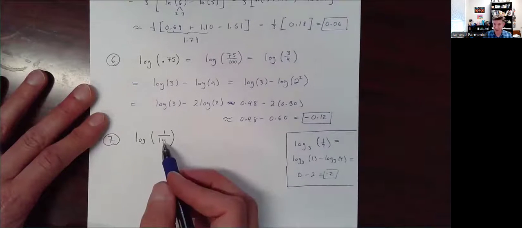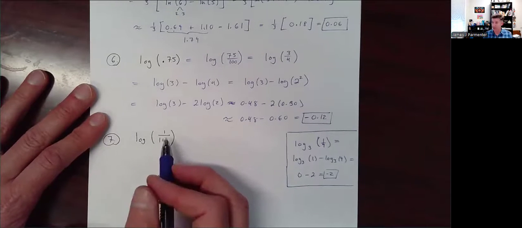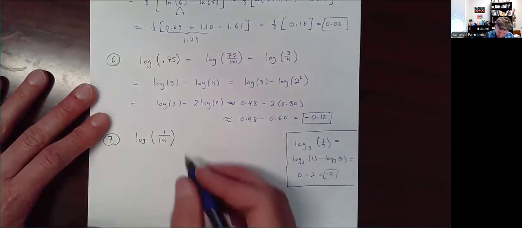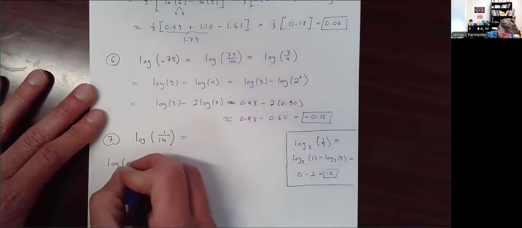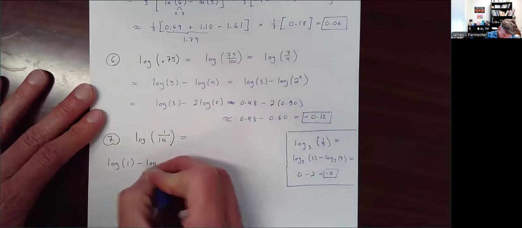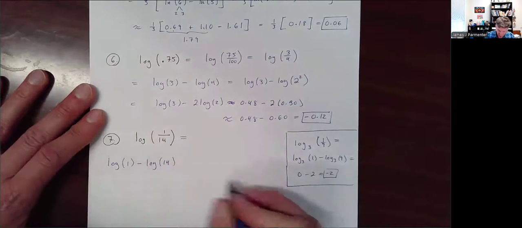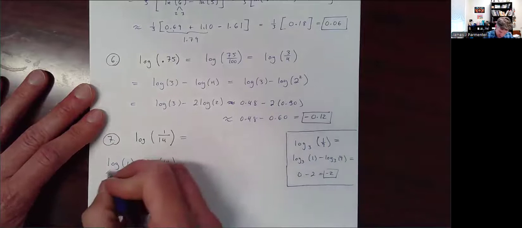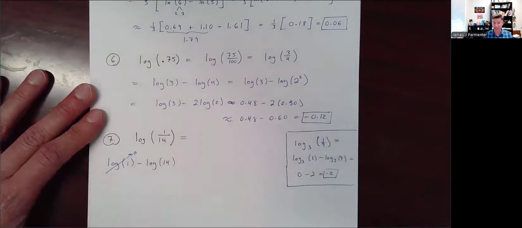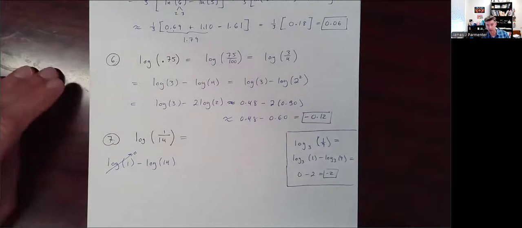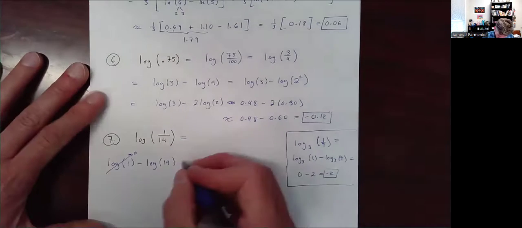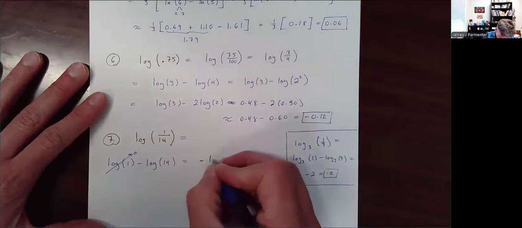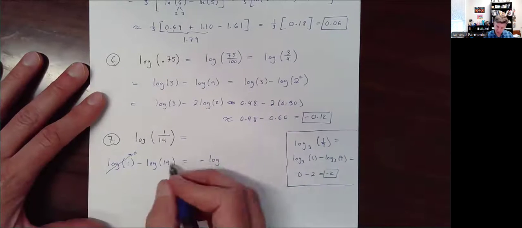So we should get a negative answer here, because 1 over 14 is certainly bigger than 0, but smaller than 1. So actually, I'm going to first break this up like I did over here. I'm going to get log of 1 minus log of 14. Log of 1 is 0. Log base anything of 1 is 0. So log base 6 of 1 is 0. Natural log of 1 is 0. Log base 72 of 1 is 0. So then we're going to write this as negative log of, what multiplies to 14?